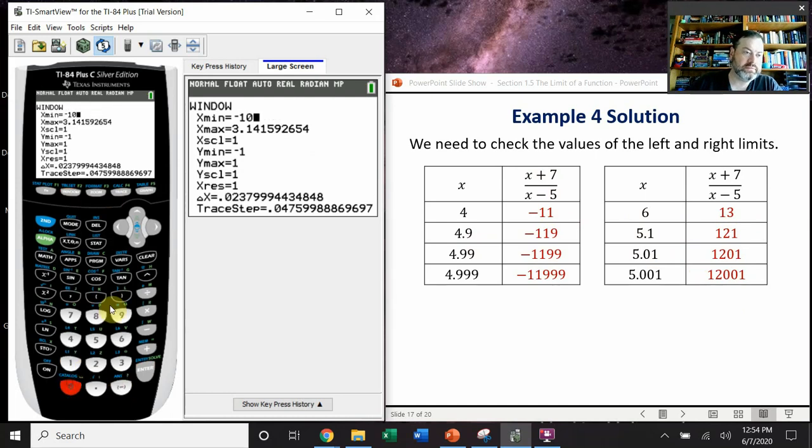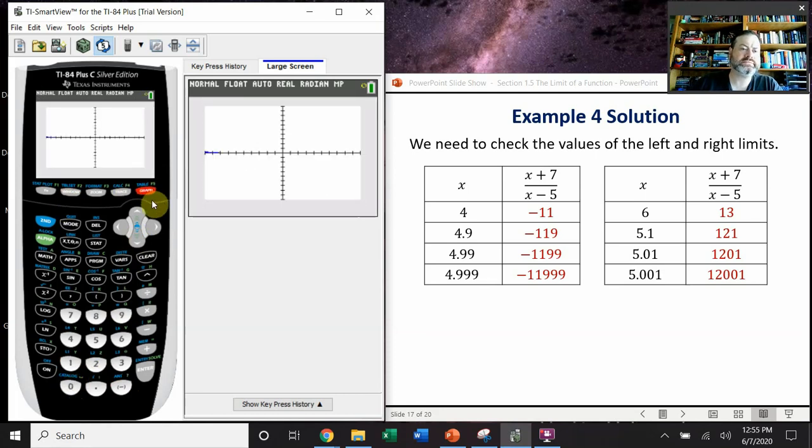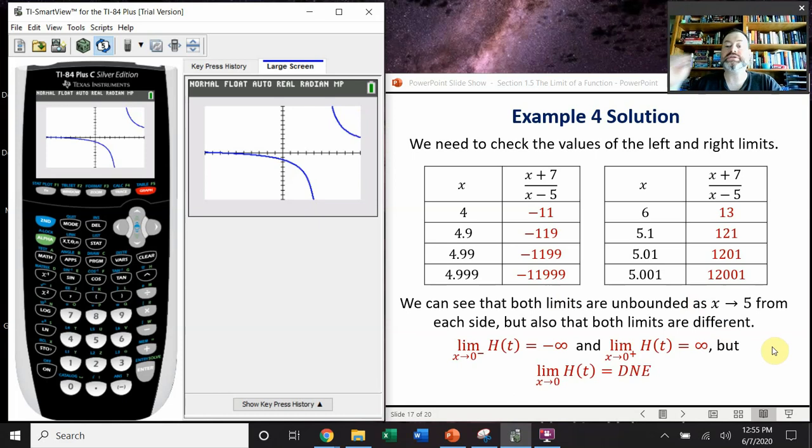So, I don't know what viewing window to put in, so I'm just going to go back to negative 10 to 10. Don't worry, I'm not going to graph every function the whole semester. Right? And this is what we would expect to see. So x equals 5 is like right here. And you can see clearly that it's going to negative infinity from the left and from the right going to positive infinity. So both limits are unbounded, but one's negative and one's positive.